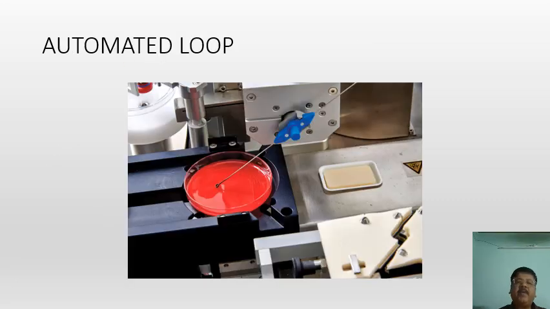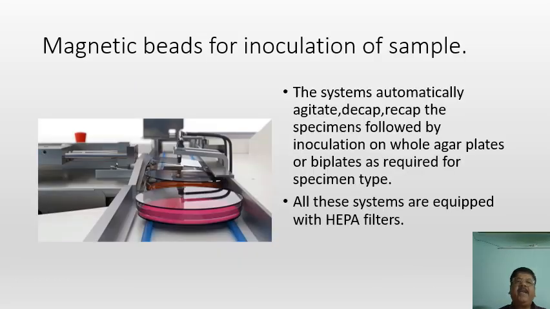Now you can see this automated loop, where the machine automatically inoculates the plates in a standardized manner. So this is the example of the automated loop. And then magnetic beads. We can use the magnetic property for inoculation of the samples. And here the system automatically agitates, decaps, and recaps the specimens, followed by inoculation on whole agar plates or biplates as required for the specimen type. And these equipments are equipped with HEPA filters.